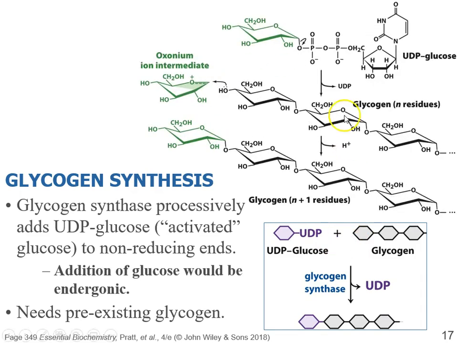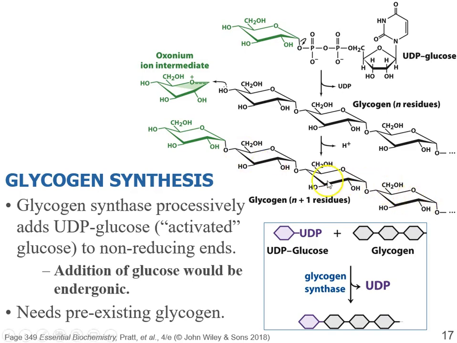So this shows the chemistry right here. So here's our UDP glucose right here, and then this shows the hydrolysis right here, and then UDP is our leaving group. So we form this oxonium ion intermediate, and then here is our pre-existing glycogen. So the OH right here, that's carbon number 4, nucleophilically attacks over here, and that's our oxonium ion intermediate, and now we have formed a brand new alpha 1,4 glycosidic bond.